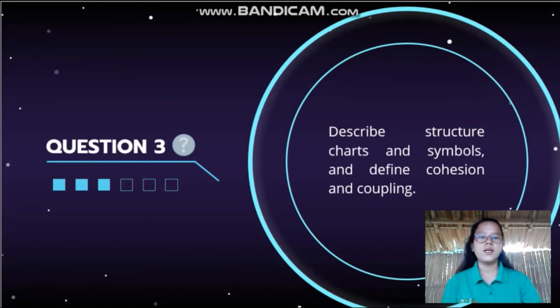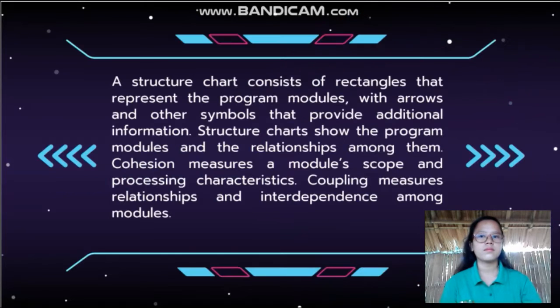Question number 3. Describe structure charts and symbols and define cohesion and coupling. A structure chart consists of rectangles that represent the program modules, with arrows and other symbols that provide additional information. Structure charts show the program modules and the relationship among them. Cohesion measures a module's scope and processing characteristics, while coupling measures the relationship and the interdependence among modules.